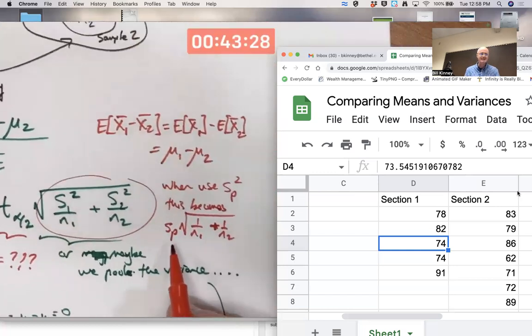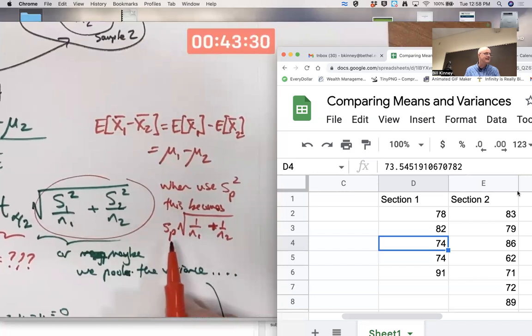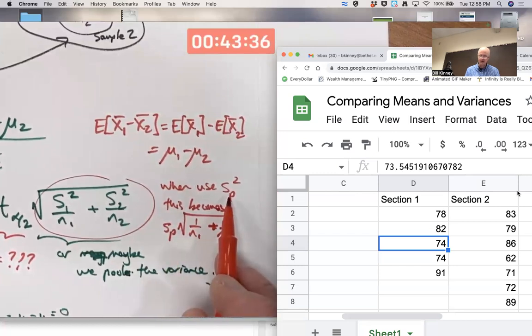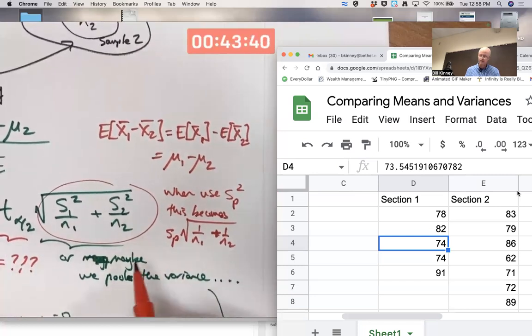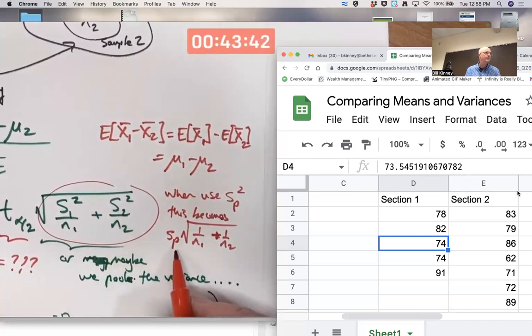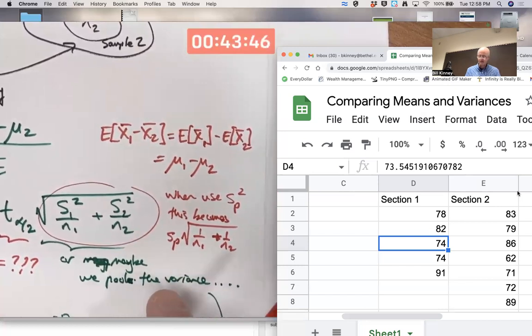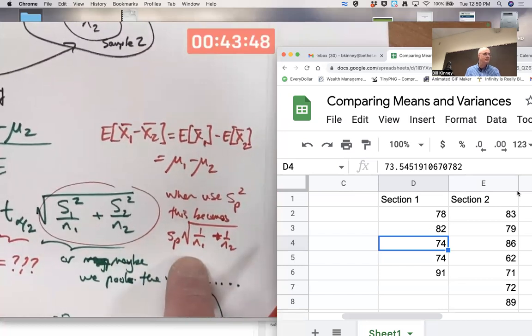I took the variance out of the square root as a standard deviation. This pooled variance replaces both of these things. It can be factored out, take the square root to get rid of the square. So this thing changes a little bit too.